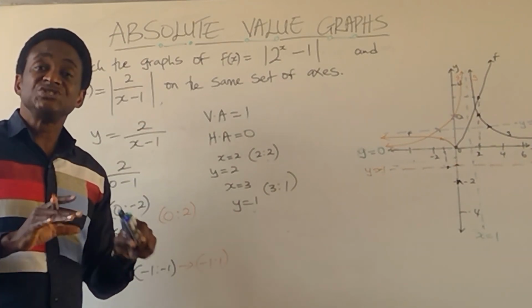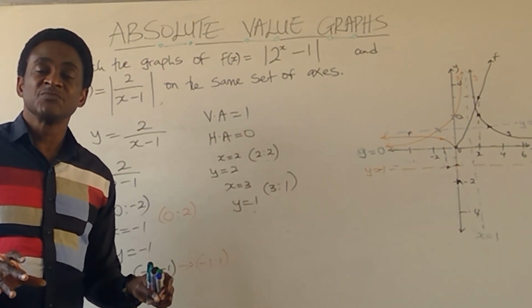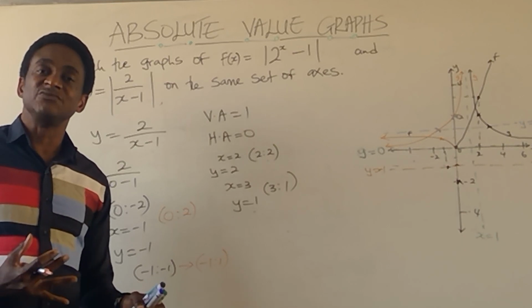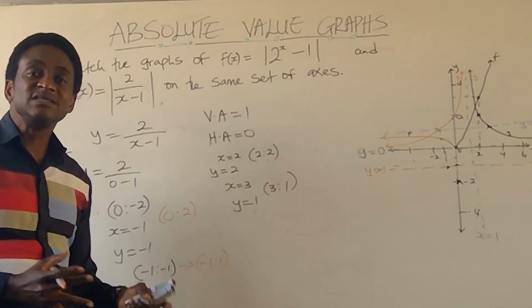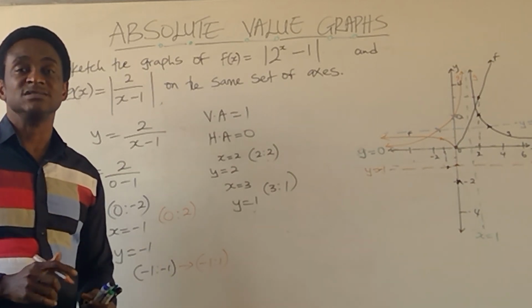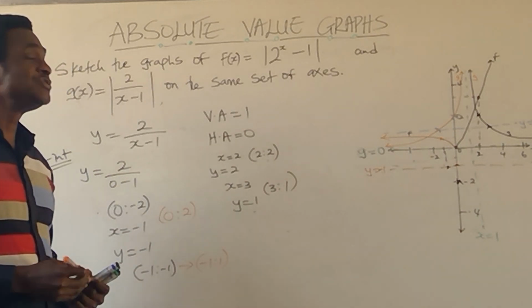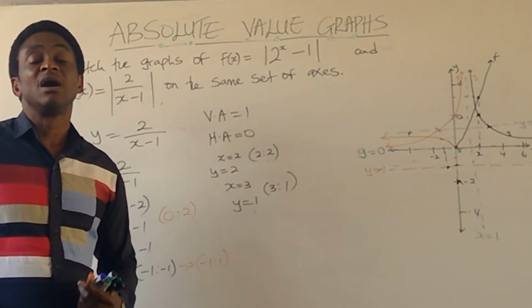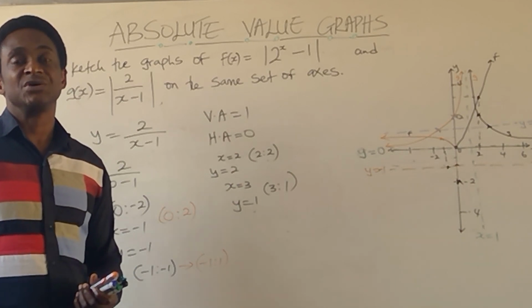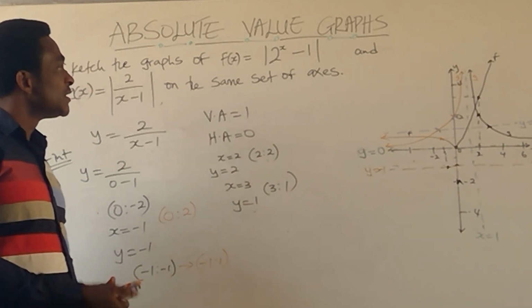Remember the process. Sketch the normal positive graph, reflect the negative part of the graph, including the horizontal asymptotes. Reflect all of them in the x-axis, and you will get your absolute value graph for all exponential and hyperbolic function graphs.